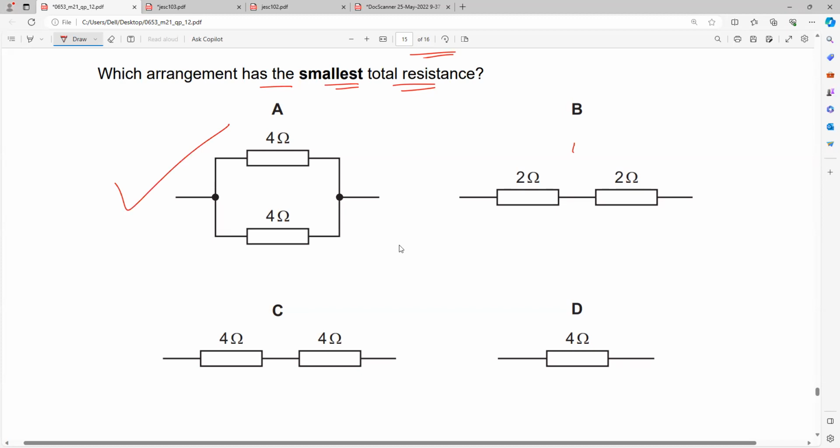Because 2 plus 2 is 4. Here already 4. Here 4 plus 4 is 8. Here 1 by 4 plus 1 by 4 equals 2 by 4, which equals 4 by 2, which equals 2 ohms. Over. So which is having the smallest? Option A. Tejaswini, you are saying option B. Be careful. Parallel connection, option A.